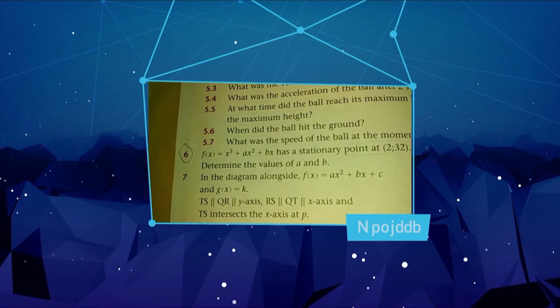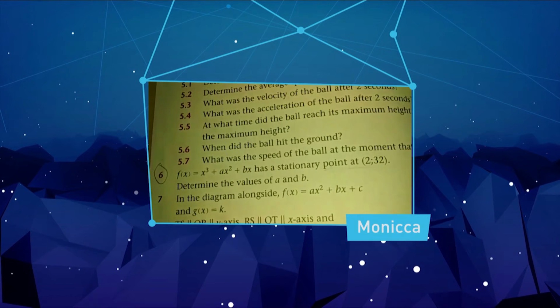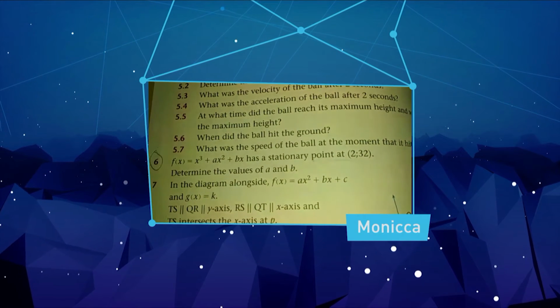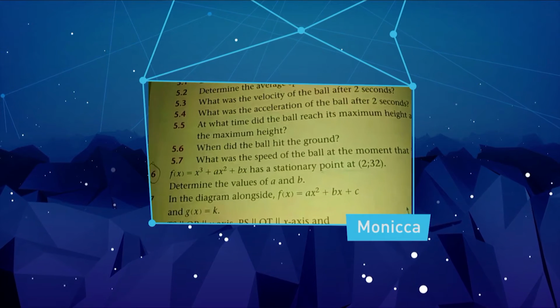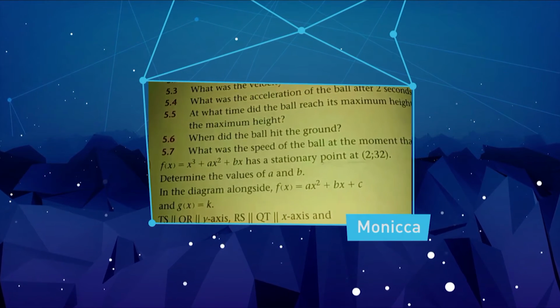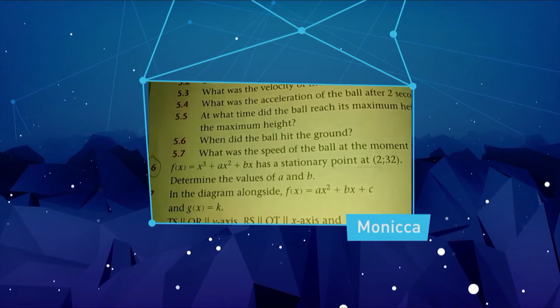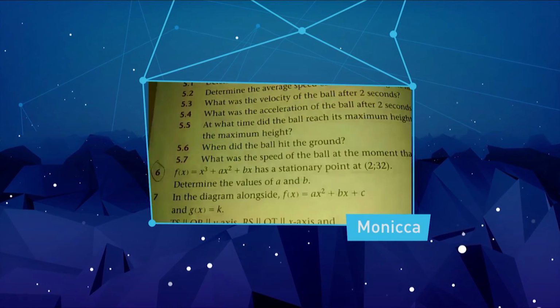So the question today is from Monica. Let's have a look at what Monica has to ask us. Monica here. Can you please help me with number 6, where I have to determine the values of A and B when I have a stationary point? And also how the format to determine the values of A and B in any kind of cubic function where I have my first derivative equation.